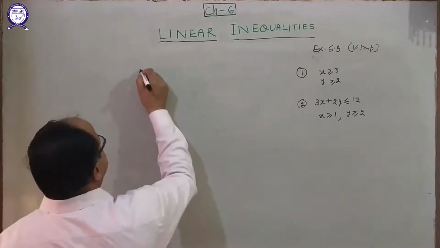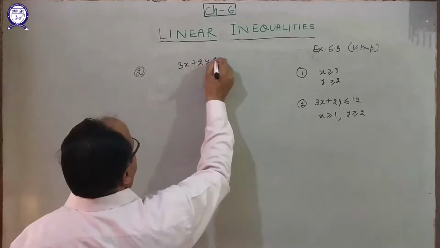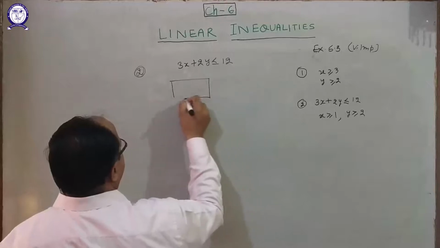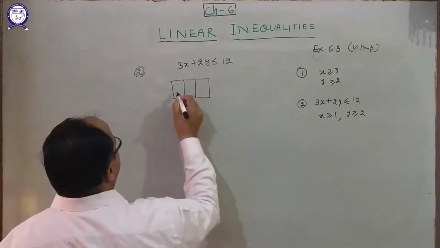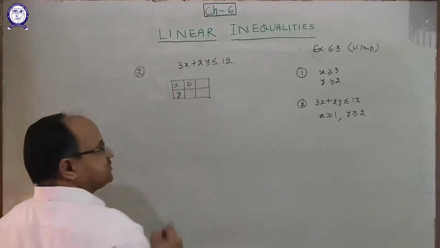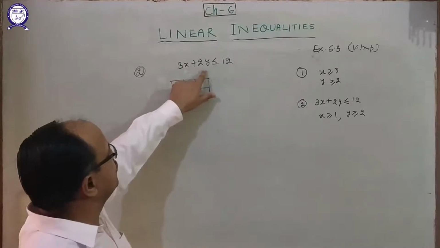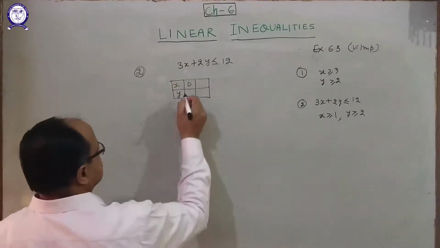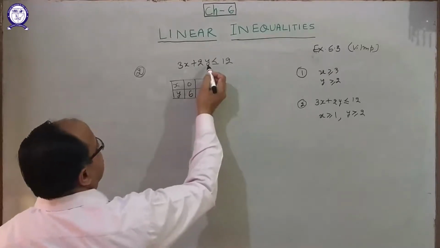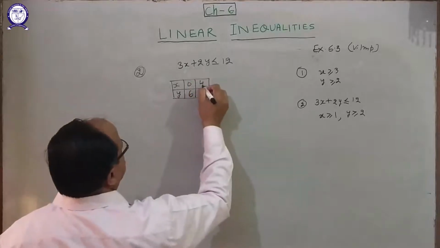Second question, 3x plus 2y less than or equal to 12. Firstly, make the table. Put x is equal to 0, then 2y is equal to 12, so y is equal to 6. Put y is equal to 0, then x is equal to 4.